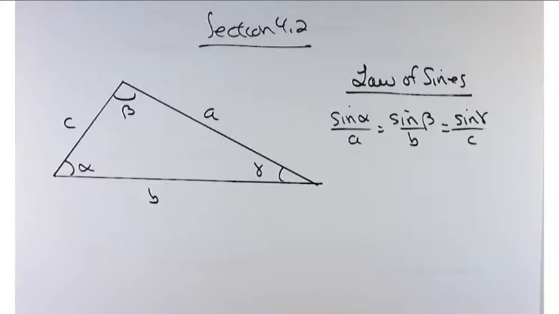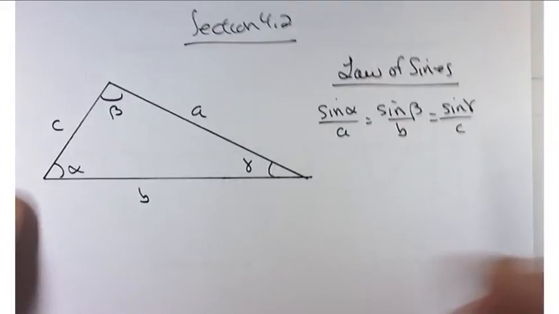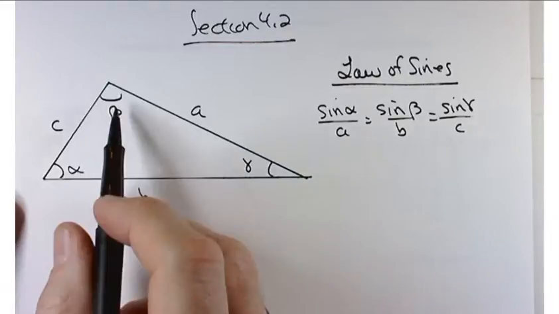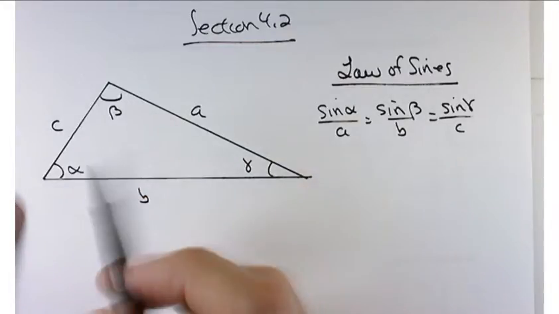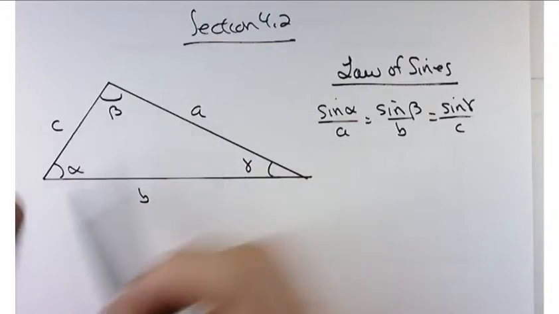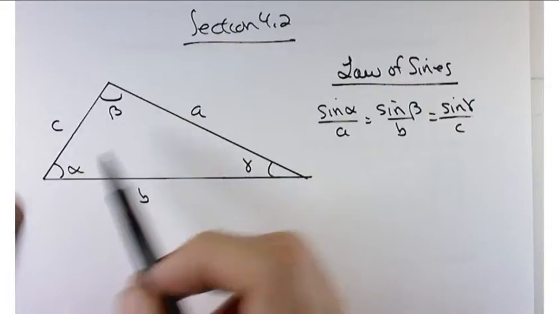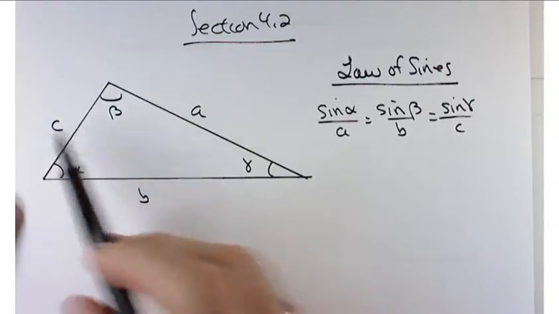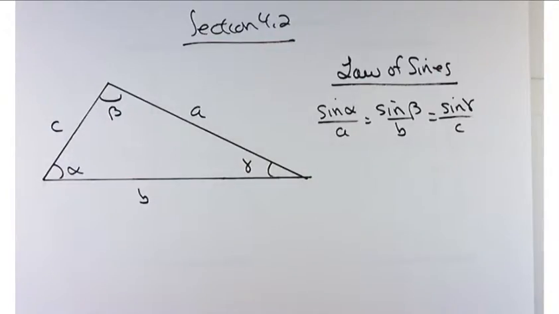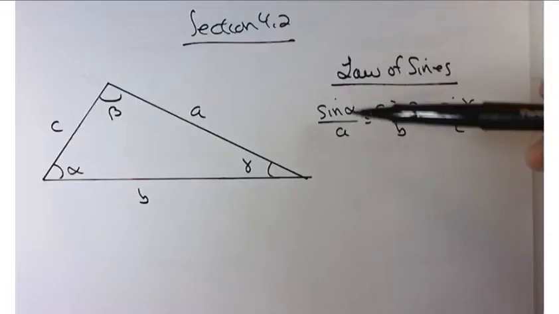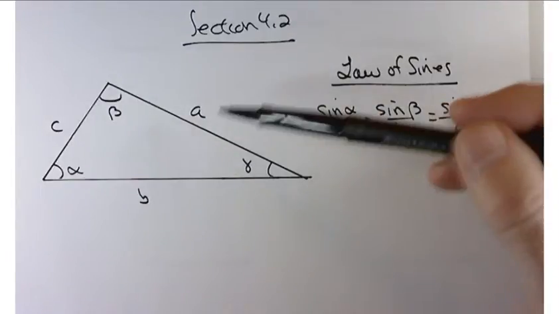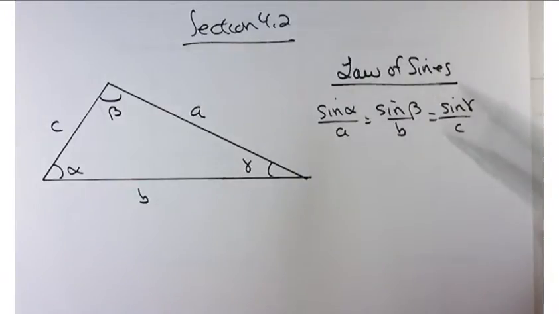Section 4.2. We're going to discuss the law of sines. So just briefly to review the notation, you have angles of alpha, beta, and gamma. Opposite each angle is a side that corresponds to it. So opposite alpha is A, opposite beta is B, opposite gamma is side of length C. So the law of sines simply says that the ratio of the sine of an angle and its opposite side are proportional all throughout the triangle.